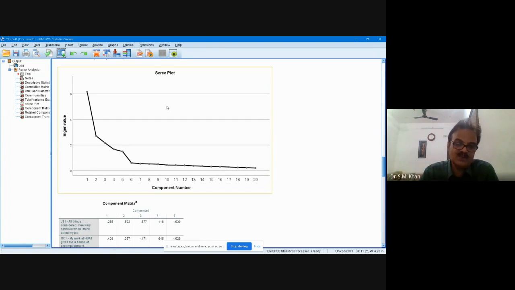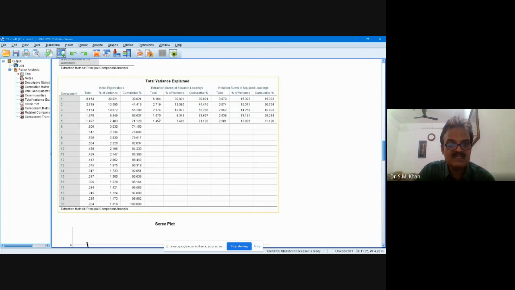5 factors. Okay, friends, now back to this table. Now see these 5 factors. So this is the eigenvalue, then percent of variance explained by each factor. The first factor is explaining the largest share and so on. Cumulative, you are explaining 71.12% of the variance out of 100.